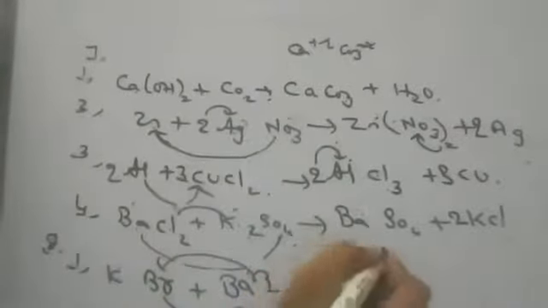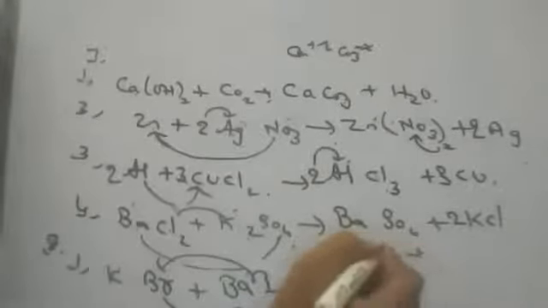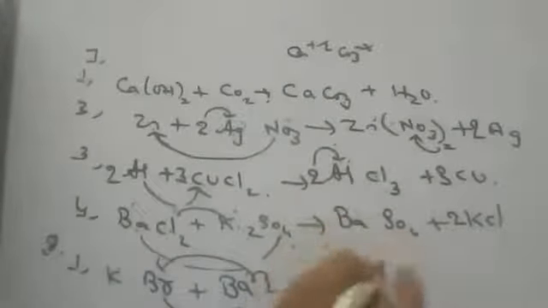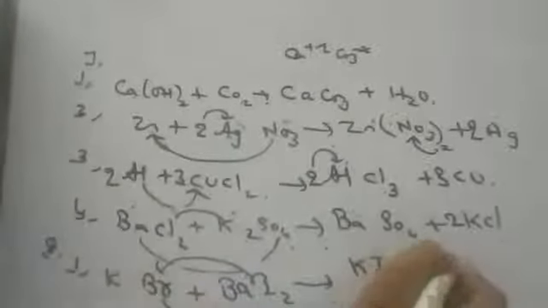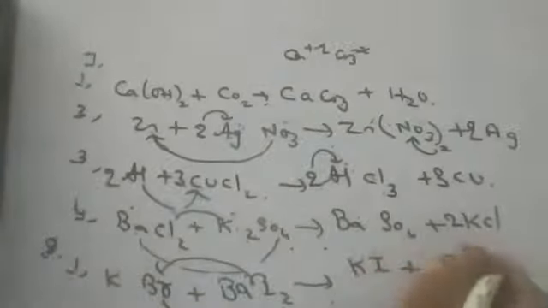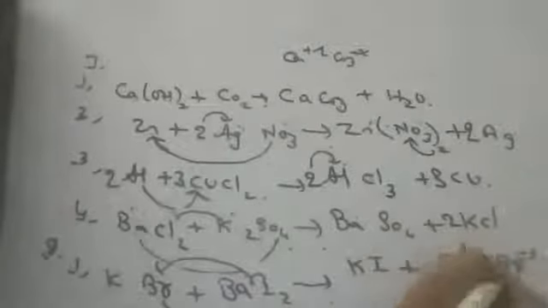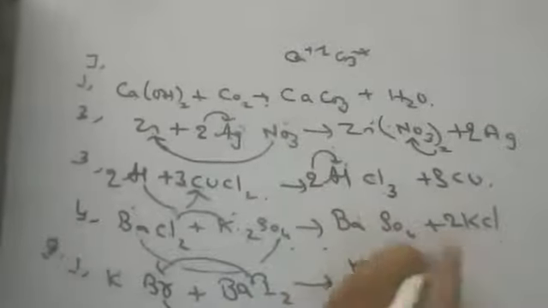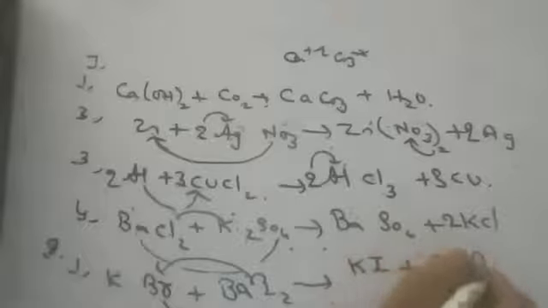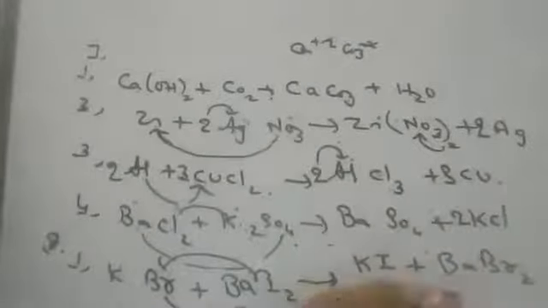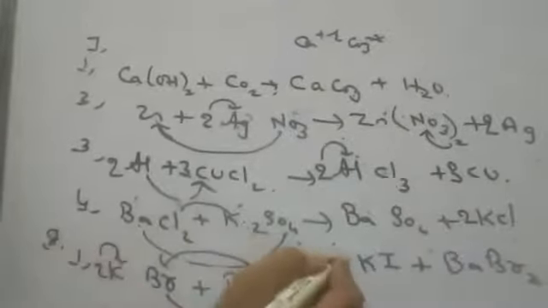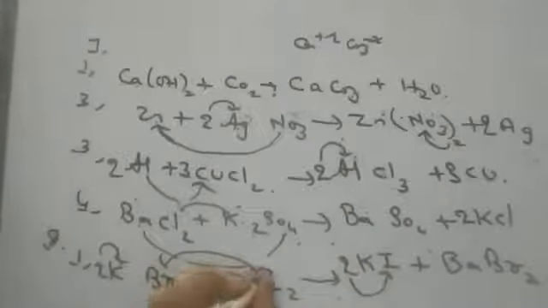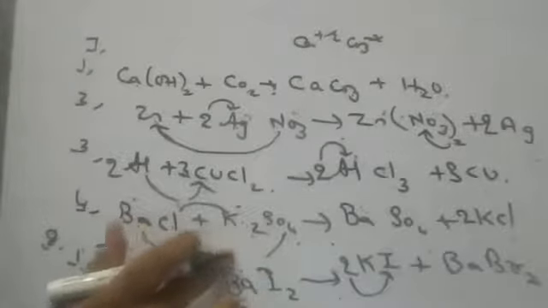Potassium iodide. K is plus 1, I is minus 1. Plus 1 minus 1 cancel. What is the formula of potassium iodide, children? KI plus barium bromide. What is the formula of barium bromide, children? Ba is plus 2, Br is minus 1. 1 goes there, 2 goes there. So what is the formula of barium bromide? BaBr2, barium bromide. Okay, children, how many bromines are there? 2 are there. So put here 2. Now 2 potassiums are coming, put 2. Now 2 iodines are there. Already 2 iodines are there, children.